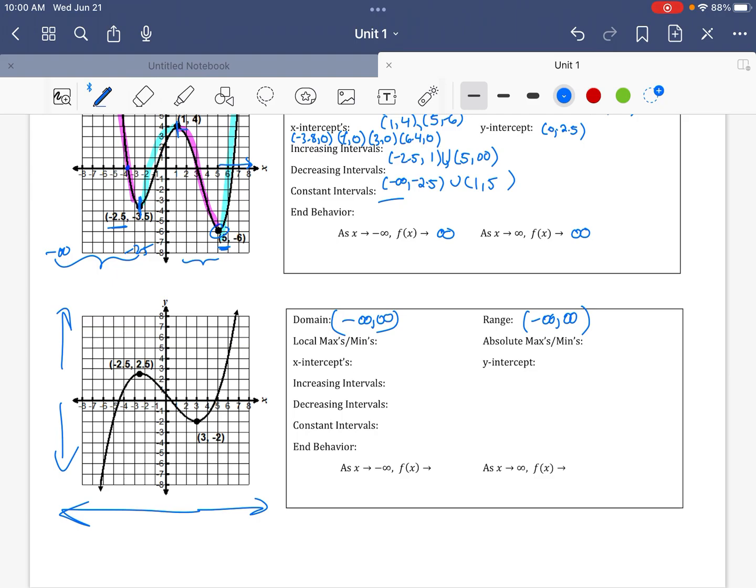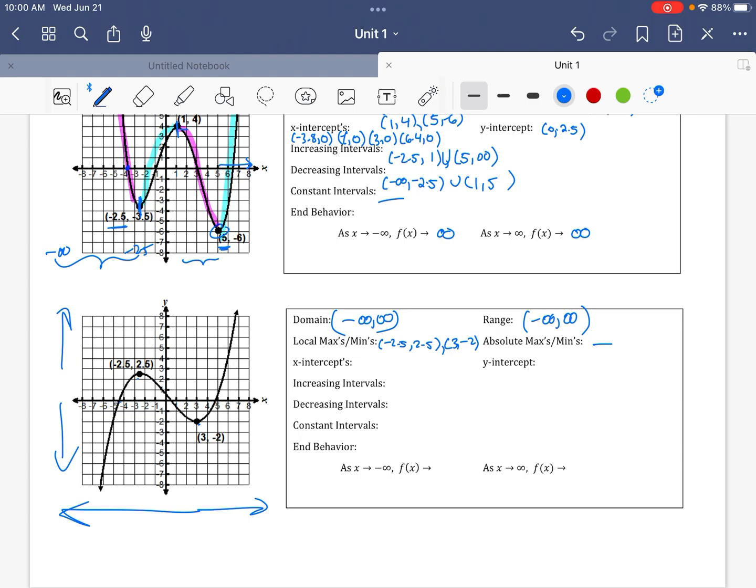All right, local min and max, that would be these 2 points here. So negative 2.5 and 2.5, and the point 3, negative 2. There are no absolute maxes or mins because this graph goes up and down forever, so it doesn't have any highs and lows that are absolutely the highest or lowest.